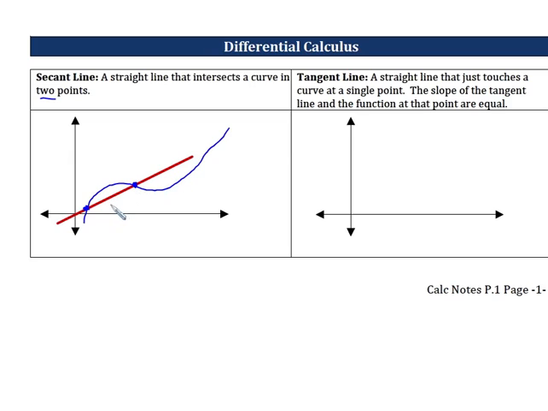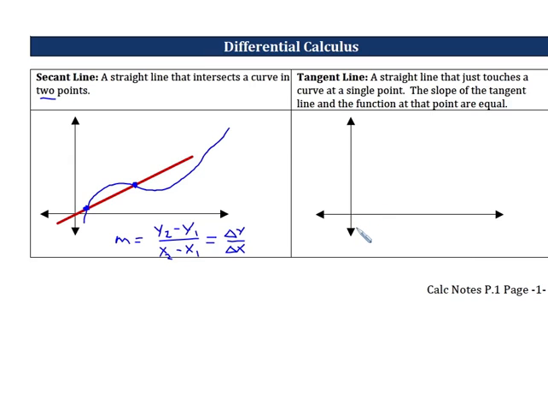Now what's great about this is we can find the slope of this line using our good old formula, y sub 2 minus y sub 1 over x sub 2 minus x sub 1. Okay? And again, this is the change in y over the change in x. So we can find that slope, and we know how to do that. What we're going to be talking about in differential calculus is something called the tangent line. And it's a straight line that just touches a curve at a single point. So the slope of the tangent line and the function at that point are going to be equal.